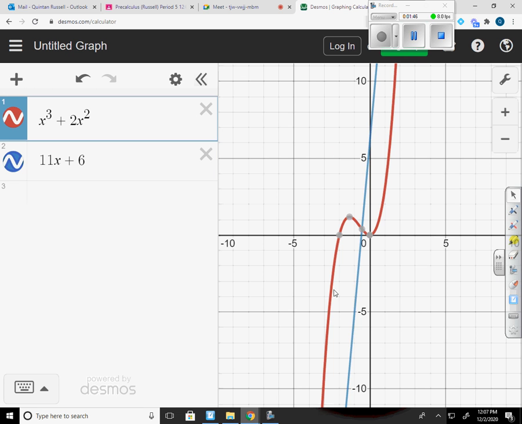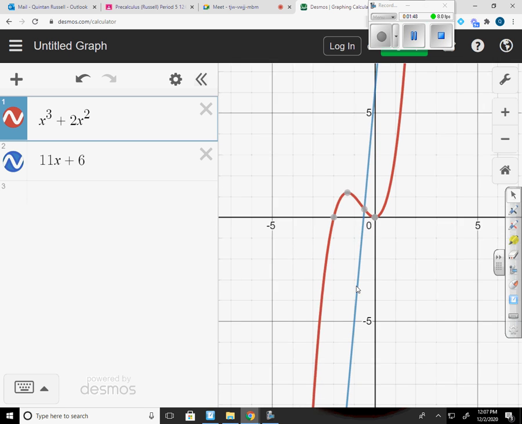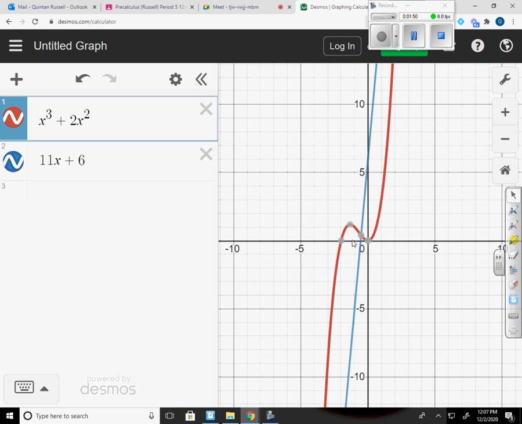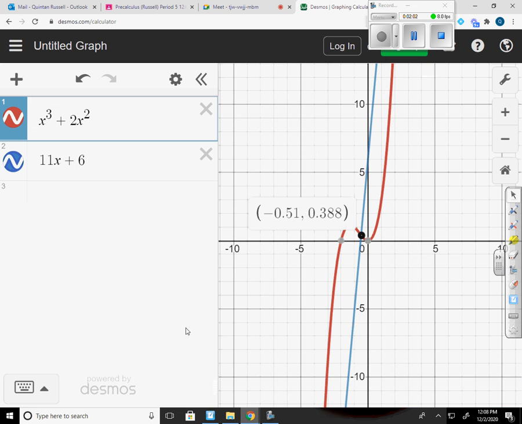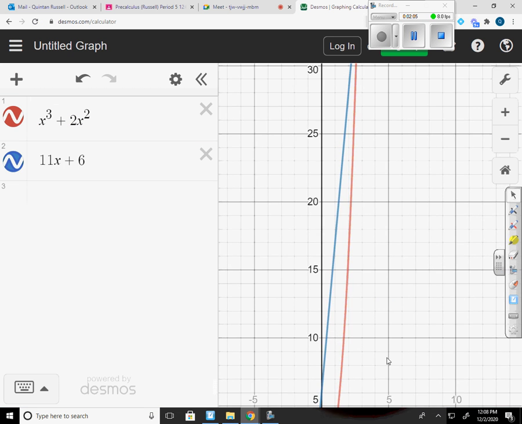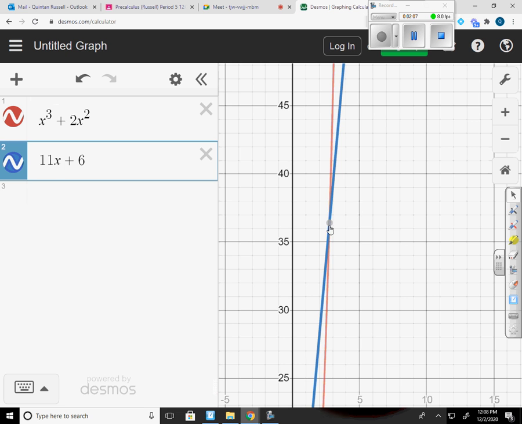And you see where they intersect. So first we have this point at negative 0.51. But we don't have to count that one simply because it says it's from 0 to infinity. So we're going to look for another point of intersection for these two. And if you just click on it, you can see that it's at 2.764. So that would be our answer.